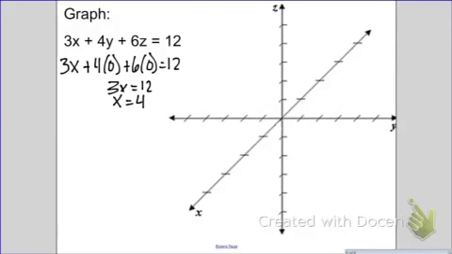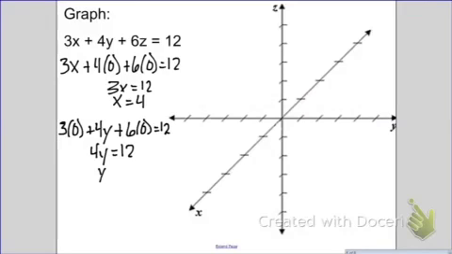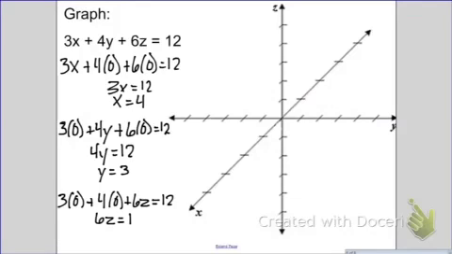Repeat the process now, but let's keep y. So plug in a 0 for x, keep y, and plug in a 0 for z. And solve. 4y equals 12, so y equals 3. And lastly, let's do the z. So plug in a 0 for x, plug in a 0 for y, and keep the z. And then solve. 6z is equal to 12, z is equal to 2.